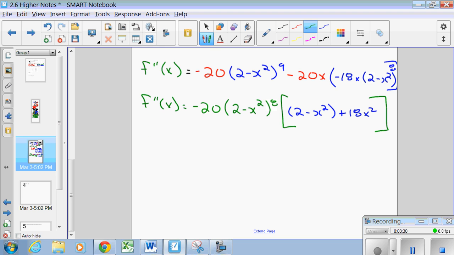So my second derivative: negative 20, 2 minus x squared to the 8th, and I have a negative x squared plus 18x squared, so I have 2 plus 17x squared in the brackets. Is that the right order? Sure, it can be. If people want to put the 17x squared plus 2, change the order there and put it before the 2 minus x squared to the 8th, you can, but that is done.